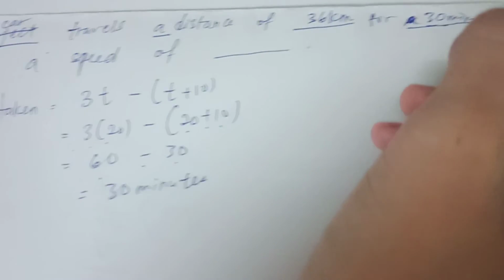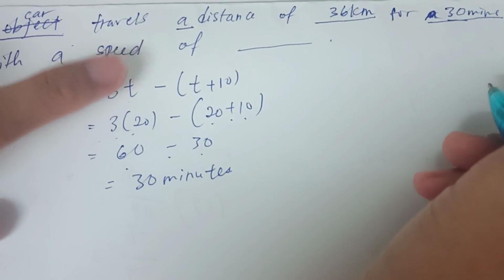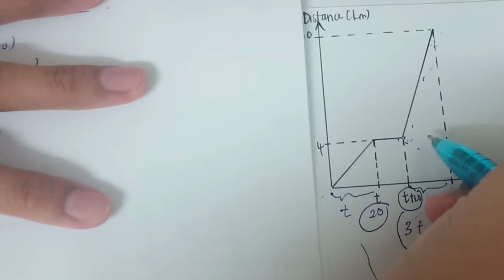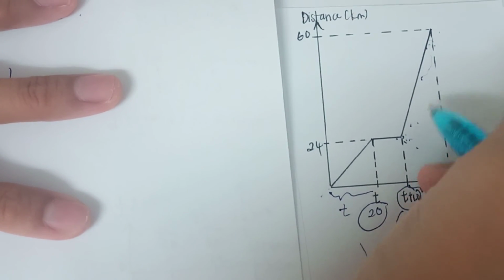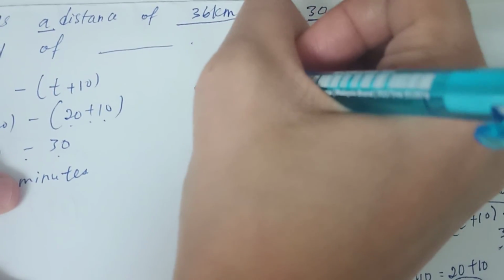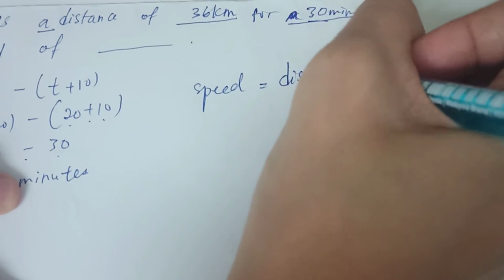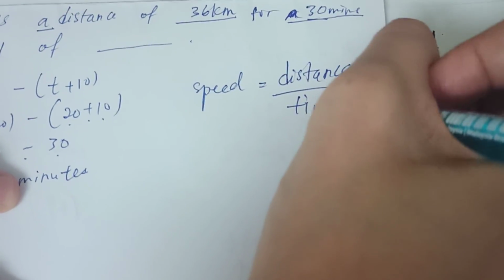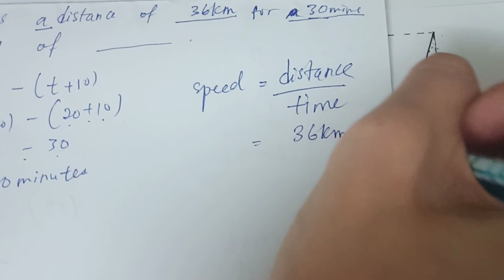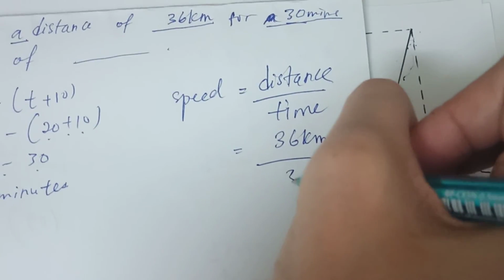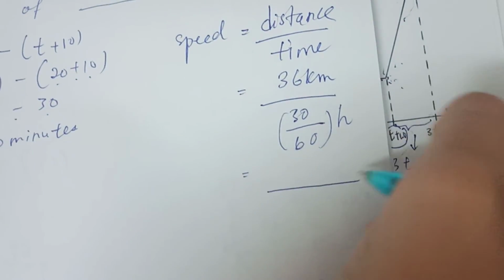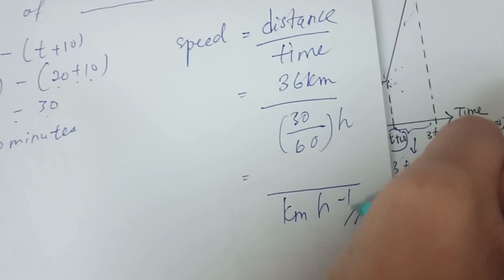Okay, for 30 minutes with a speed. Okay, now we need to calculate the speed. We only need to calculate the speed for this part only. So remember, speed is equal to distance over time. So simply substitute into the formula. So speed is equals to distance over time. So distance just now was 36 kilometer. Time 30 minutes. Okay, but need to change to hour to divide with 60. Okay, so calculate and get your answer with unit kilometer per hour.